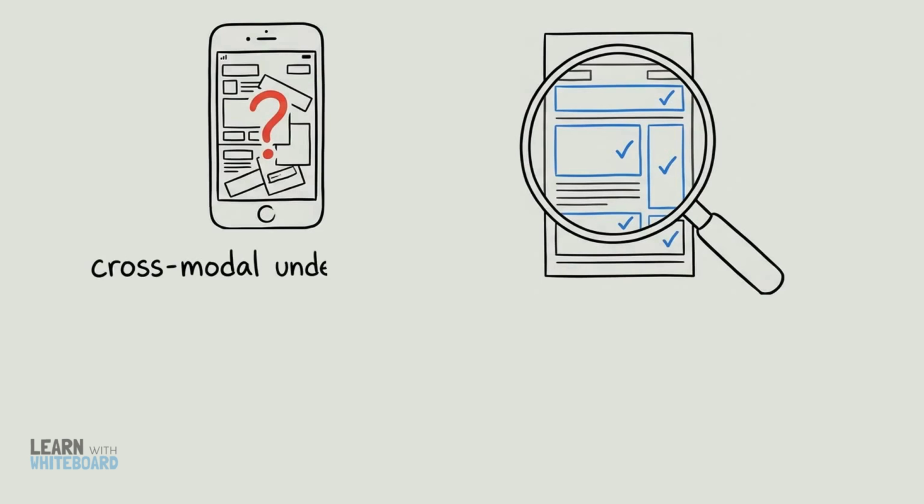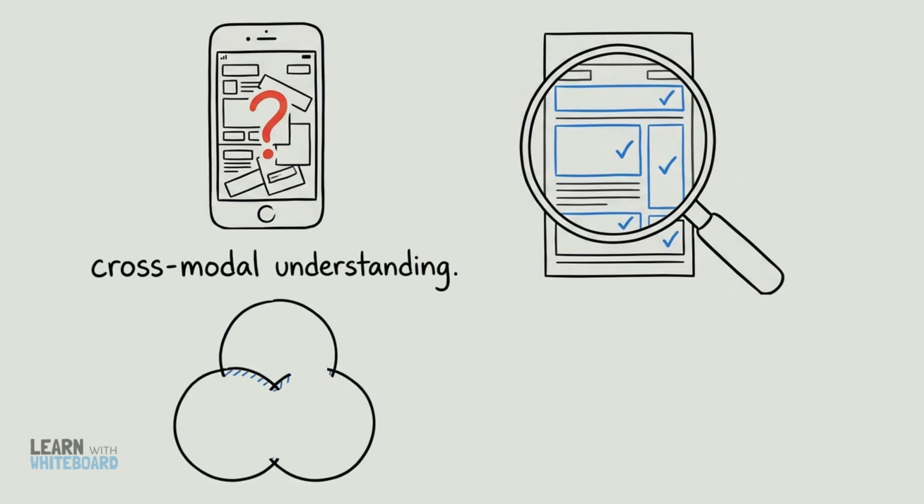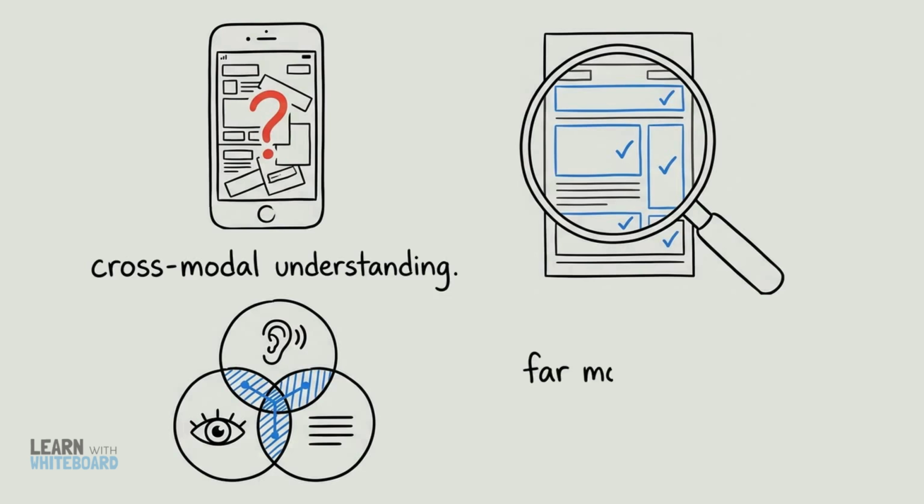The most important part is something called cross-modal understanding. The AI is not treating text, images, and audio as isolated pieces. It uses one type of information to help interpret another. That connection is what makes multimodal AI feel far more natural and useful.